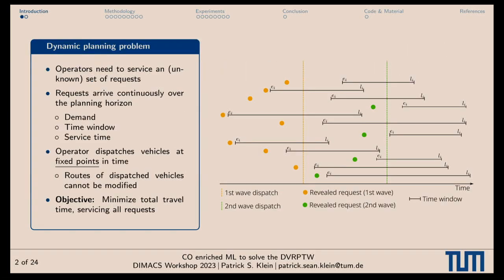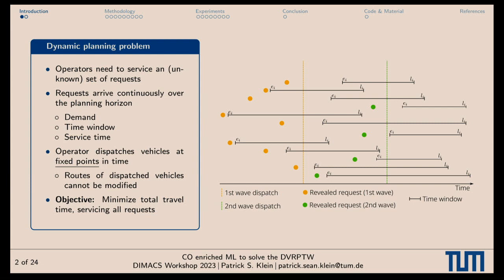Before I dive into the methodology of our approach, I'd like to take a quick minute to introduce the dynamic planning problem that was considered as part of the challenge. Here, operators need to service a set of requests that is unknown to them at the start of the planning horizon. Instead, these requests arrive dynamically, continuously over the planning horizon, and are not known to the operator, such that they cannot plan their routes in advance.